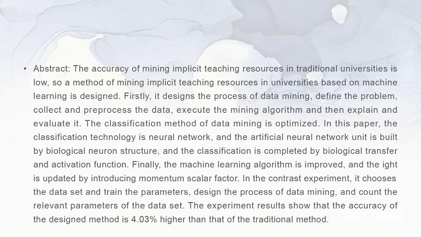a momentum factor. In the experiment, it chooses the data set and trains the performance, designs the process of data mining, and counts the relevant parameters of the data set. The experiment results show that the traversal of the designed method is 4% higher than that of the traditional method. Keywords: machine learning, informatization, teaching, implicit resources.